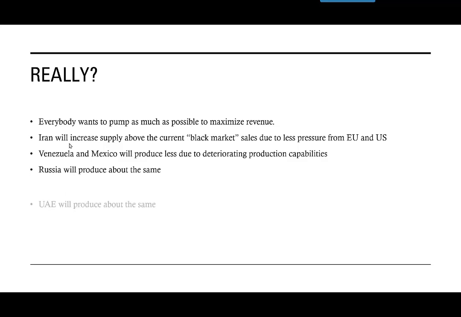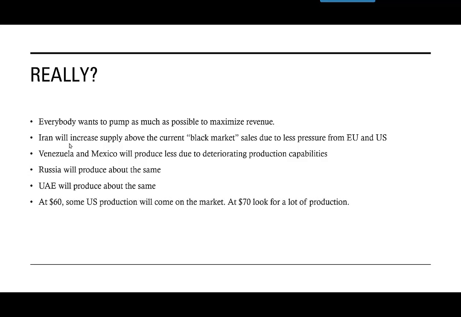Russia is going to produce about the same. The UAE will produce about the same. Now, at $60 a barrel, and we're about 65 right now, some U.S. production will come on the market. We'll see new production come in because at $60, some U.S. producers can make money. At $70, you'll see a lot of production come back on board. So to a certain extent, that's probably going to cap oil prices at around $70. But we'll come back to the scenario.